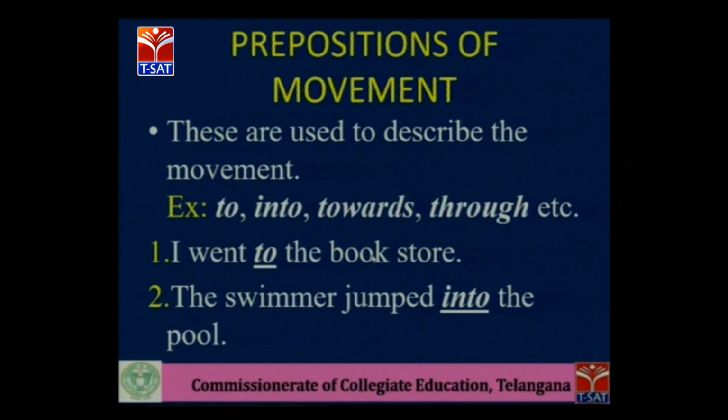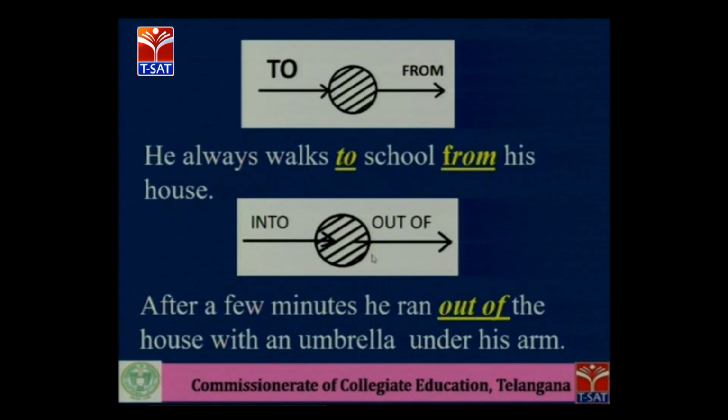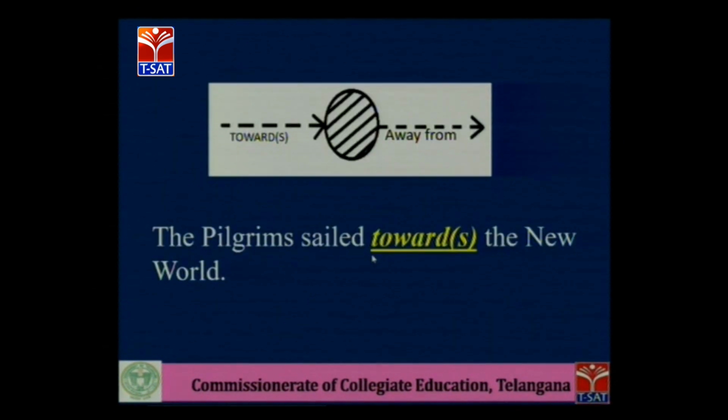And in the next one, the swimmer jumped into the pool, and here into is the movement. As discussed, to, from, ran, out of are all prepositions of movement. And the pilgrim sailed towards the new world, and towards is a preposition of movement as it is mentioning the direction or movement.